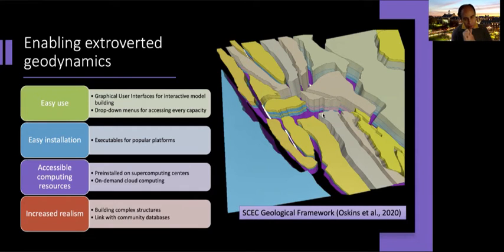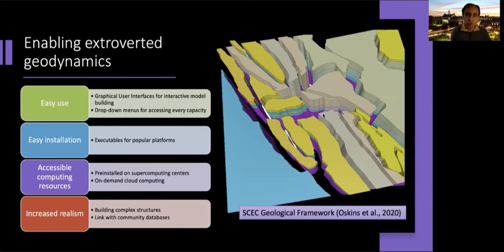So what do we need to enable this extroverted geodynamics? Well, we need to make the codes easier to use. Like I said, a graphical user interface, so that you can do it without learning a whole new language, would be very important. They also need to be easy to install. Commercial codes do a lot of what I'm describing here. They give you an executable, not source code. It is usually point and click, packaged so that you can just install it on your computer.